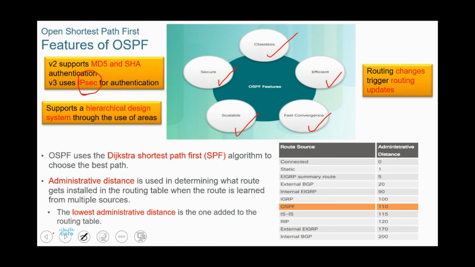OSPF uses the Dijkstra shortest path first (SPF) algorithm to choose the best path to reach the destination. Administrative distance, which is AD, is used to determine which route gets installed in the routing table when the route is learned from multiple sources. Of course, the route with the lowest administrative distance is the one added into the routing table. By default, OSPF is configured with an administrative distance of 110. Okay, this will be the focus of our topics today.